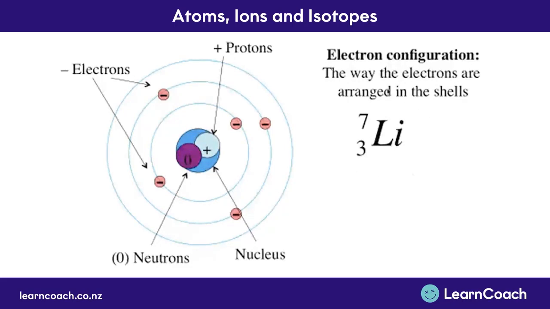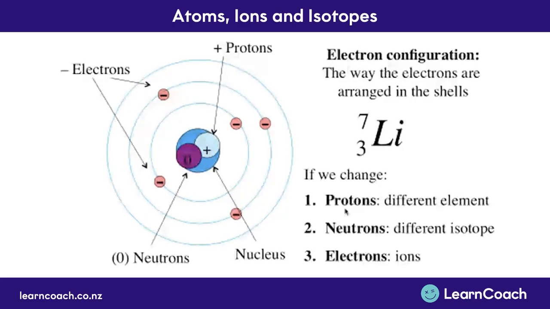You'll get given atoms like this in your periodic table. Now the big number is the mass number. This is the number of protons plus the number of neutrons. This number down here is the number of protons. This dictates what element it is. The number of protons and the number of electrons are always the same in an atom, but they are different in an ion.